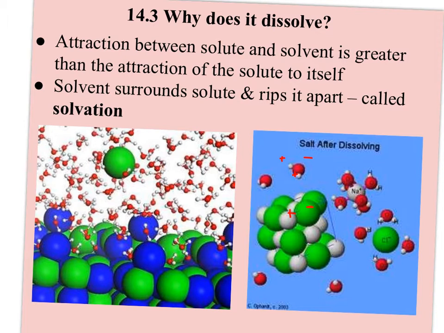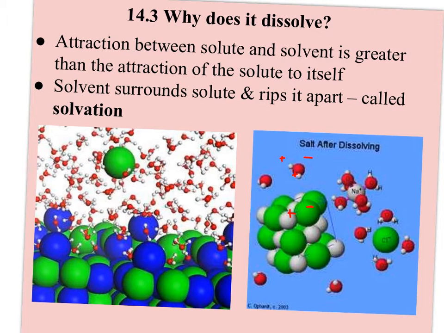So in my picture here, the green and blue is representing the ionic compound sodium chloride, the green being the chlorine, the blue being the sodium, and then the little red and white thingies are water molecules. And water, as you maybe remember, has a positive end by the hydrogen and a negative end by the oxygen because of its polar bonds or its polarity.